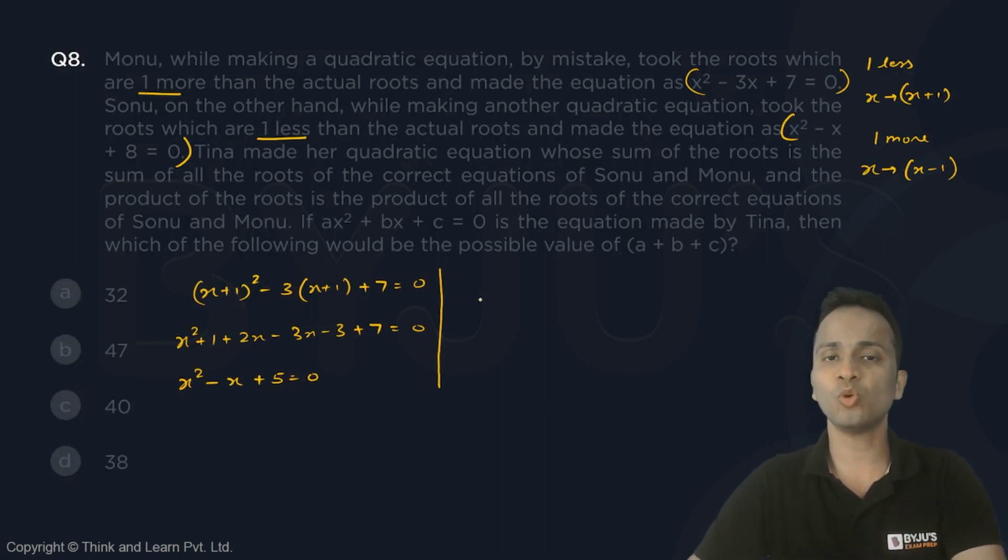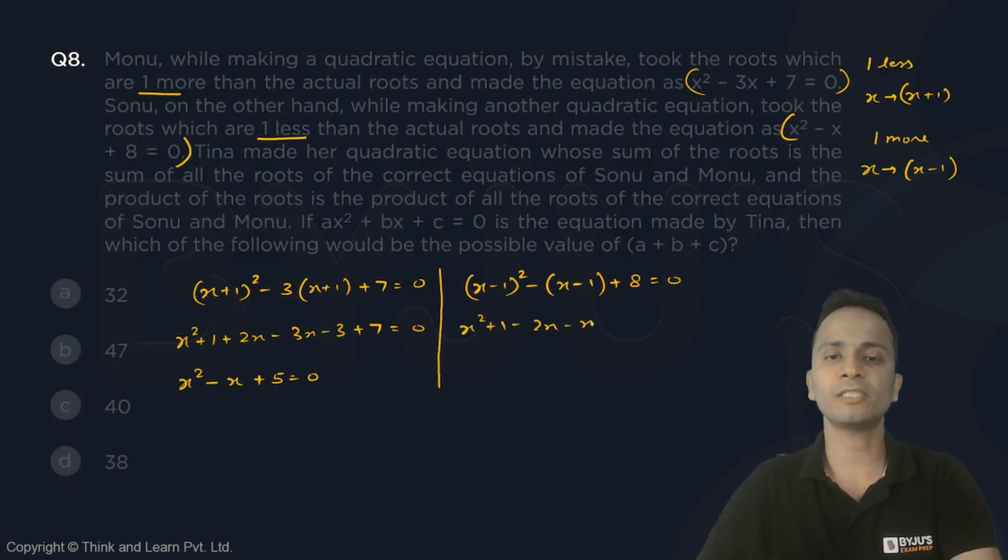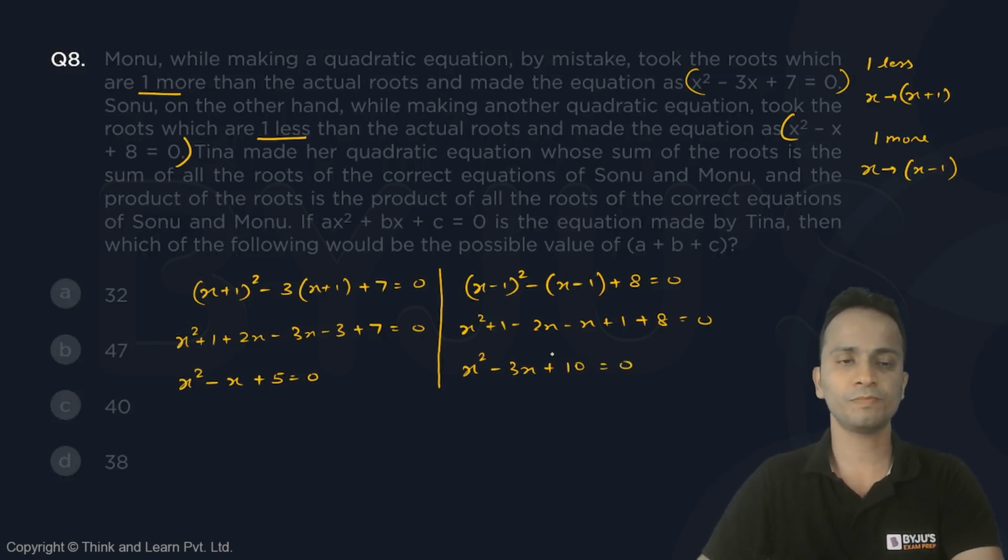We'll obtain the correct quadratic equation to be made by Sonu. So (x minus 1) whole square, I'm just doing the substitution, minus (x minus 1) plus 8 equal to 0. So x square plus 1 minus 2x minus x plus 1 plus 8 equal to 0. So the correct quadratic equation will be x square minus 3x plus 10 equal to 0.